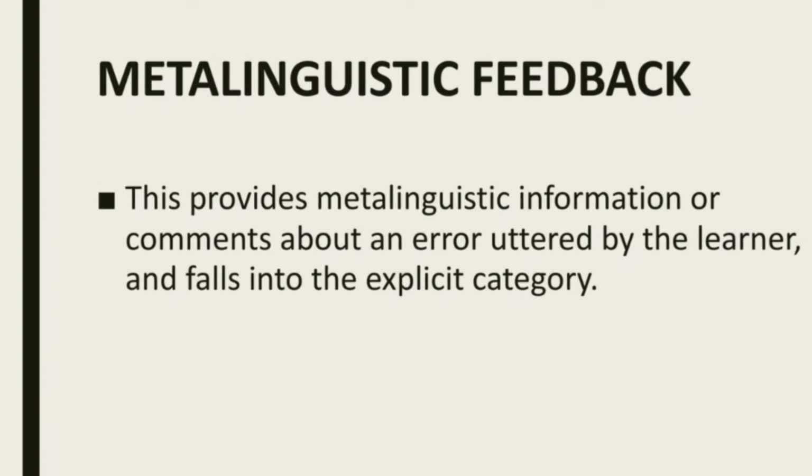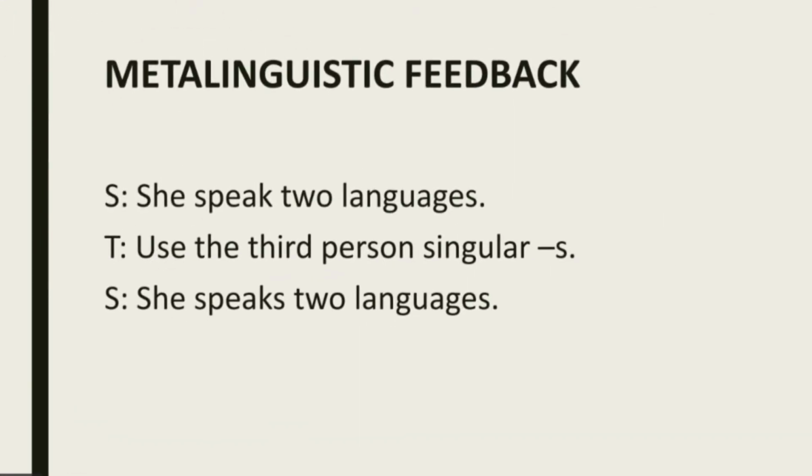Metalinguistic feedback. This provides metalinguistic information or comments about an error uttered by the learner, and it falls into the explicit category. So giving metalinguistic feedback entails providing comments, information, or a question relevant to the student's utterance as illustrated in here. Student, she speak 2 languages. Teacher, use the third person singular. Student, she speaks 2 languages. It's clear that it is an example of an explicit corrective feedback where the teacher provided a metalinguistic information which increases the student's understanding of the correct target form.